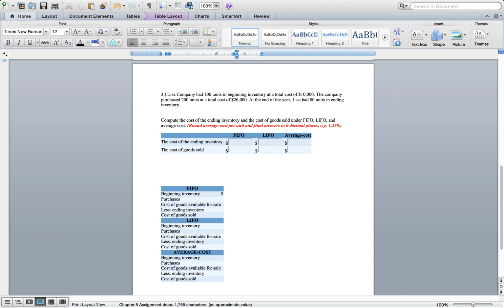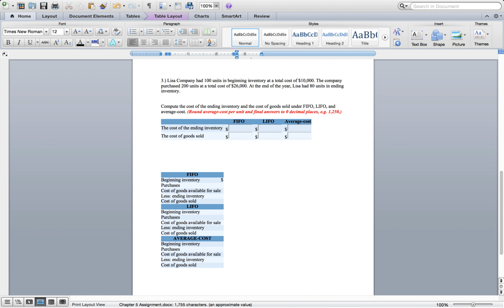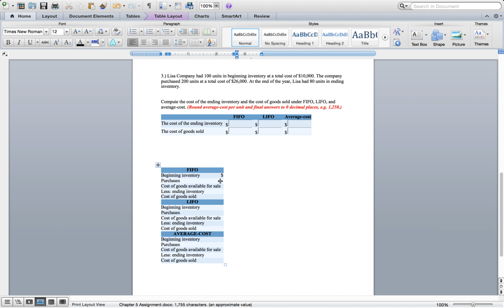Okay. The next one now, number 3. Okay, so for here, it says you want to compute the cost of an inventory and cost of goods sold under FIFO, which is first in, first out, LIFO, which is last in, first out, and average cost. Okay. Lease company had 100 units in inventory, total cost of $10,000. Company purchased 200 units at a total cost of $26,000. At the end of the year, she had 80 units in inventory. Okay, so to do that, you want to use these standard formulas.